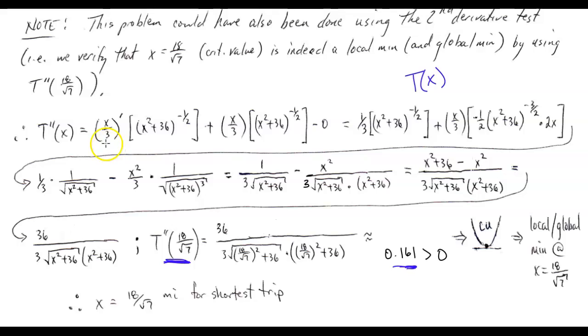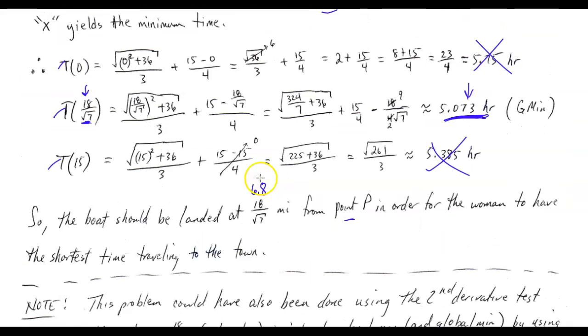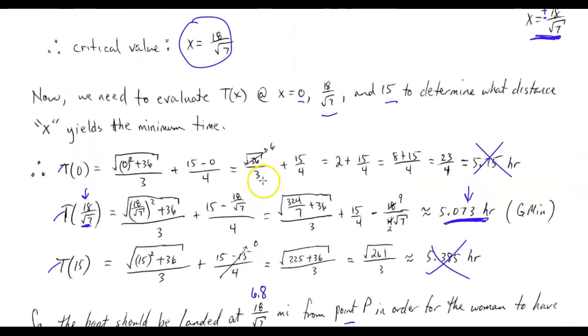But again, notice that if you compare trying to take the second derivative of this and doing all this business here versus just using the closed interval method, I'm pretty sure you would want to use the closed interval method. Okay, much easier to do, and you get the same result.